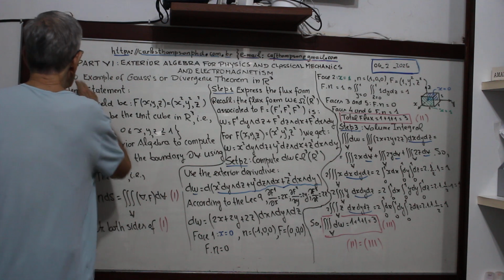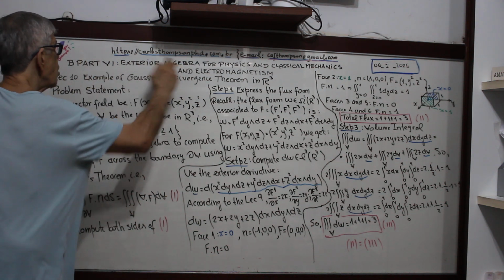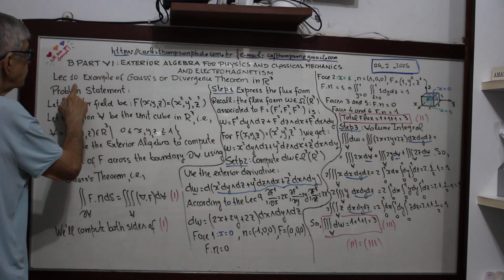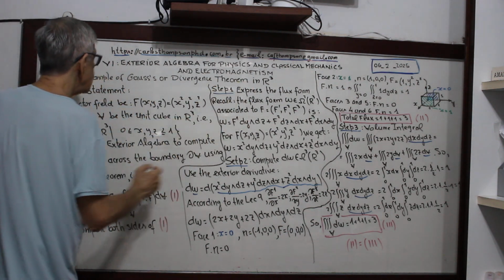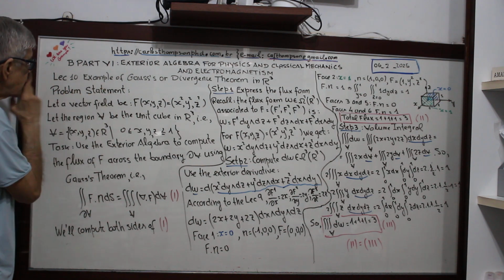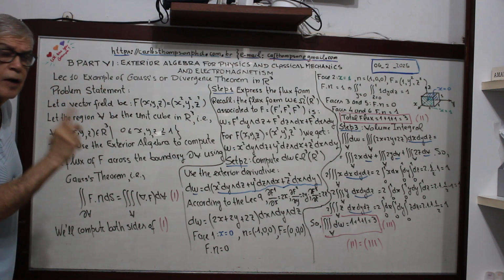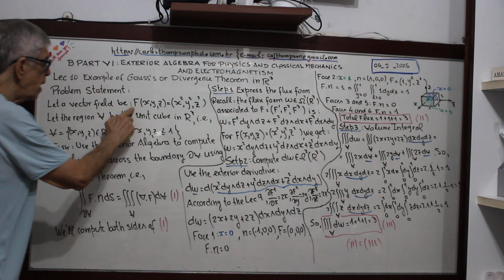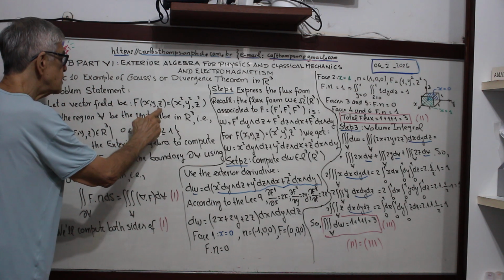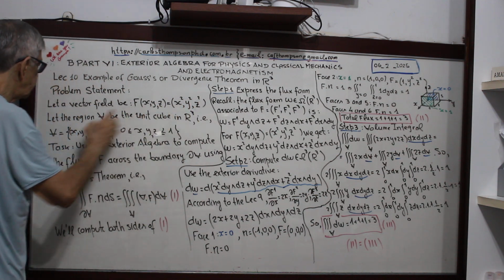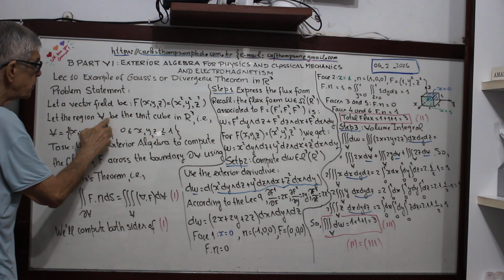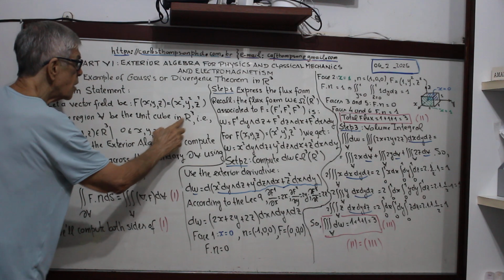So, B part 6, exterior algebra. Lecture 10, example of Gauss's or divergence theorem in R3. Problem statement: let a vector field F, a function of x, y, and z, be (x², y², z²). Let the region V be the unit cube in R3.